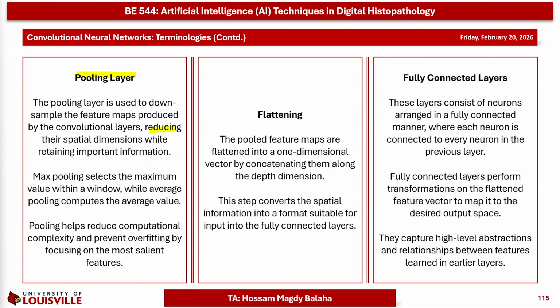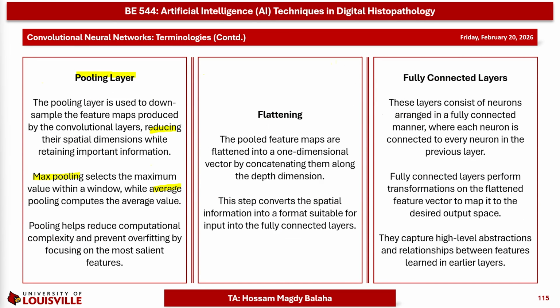It will reduce the spatial dimensions. So instead of 512 by 512, it can be 500 by 500, depending on the configuration. It will also retain the most important information. There are multiple types of pooling layers, like max pooling, which will select the maximum value within a certain window. There is also average pooling, which will take the average value of a certain window.